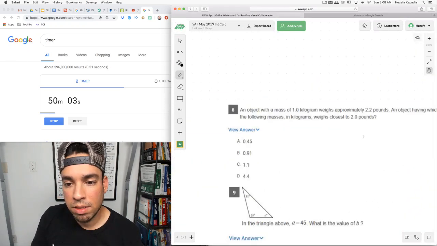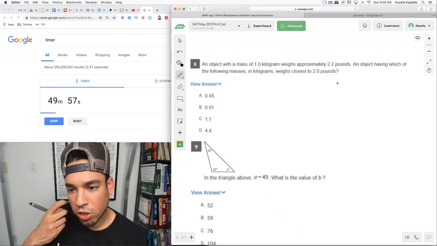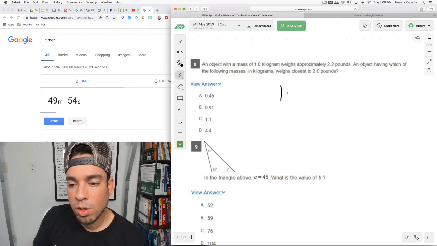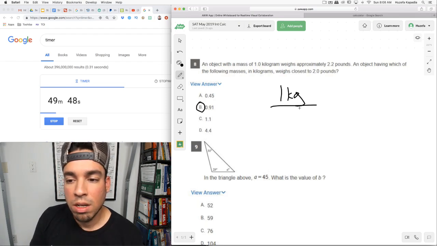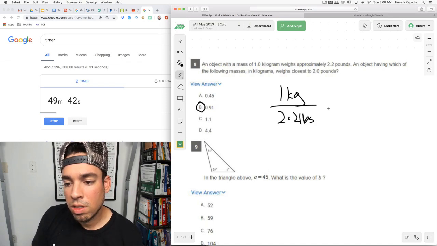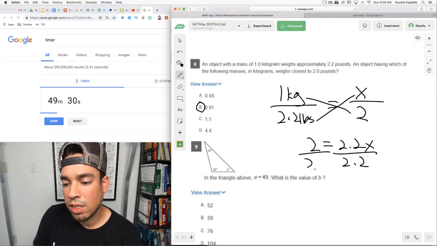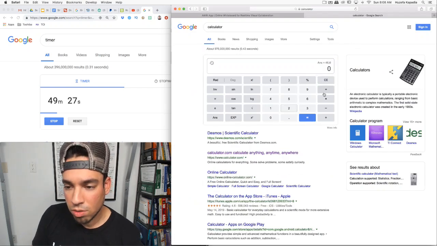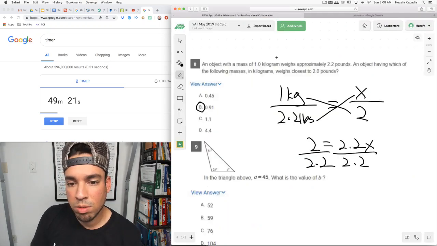That's a decent pace. An object with a mass of 1 kilogram weighs approximately 2.2 pounds. Which of the following is closest to the mass of an object that weighs 2 pounds? So let's set up a proportion: 1 kilogram to 2.2 pounds equals x kilograms to 2 pounds. Cross multiply, and we get 2 equals 2.2x. Divide both sides by 2.2. So 2 divided by 2.2 equals 0.9, which rounds to 0.91, and there we go.